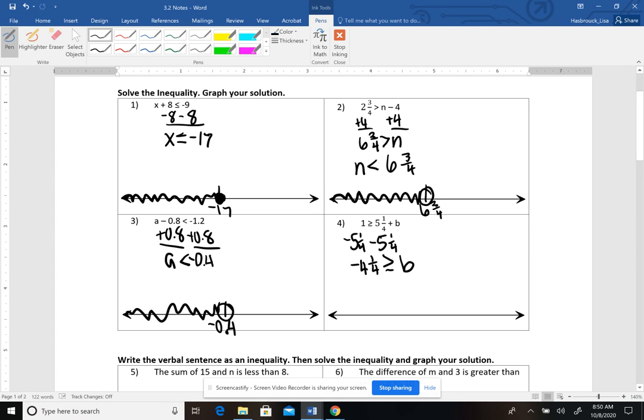Now, just like for problem number 2, I am going to flip this and write it with the b first. I still need to make sure the correct end of the arrow is facing the b. So it's going to be b is less than or equal to negative 4 1/4. At negative 4 1/4 on the number line, we would have a colored in dot and we would shade to the left.